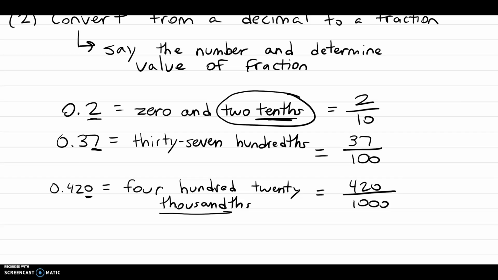With these fractions though, if you can simplify, you should go back and simplify. So 420, I can divide each of those by 10, so that's going to give me 42 out of 100. And then I can actually divide that again by 2 and get 21 out of 50. Same thing for that first problem, we did 2 tenths. I could divide both of them by 2, that'll give me 1/5.